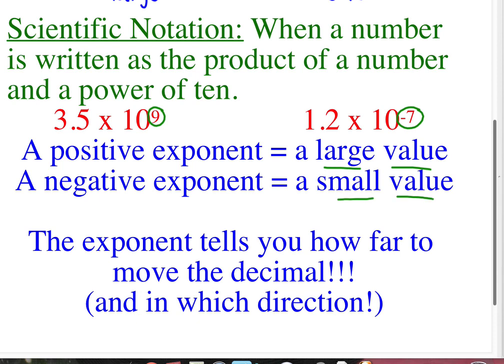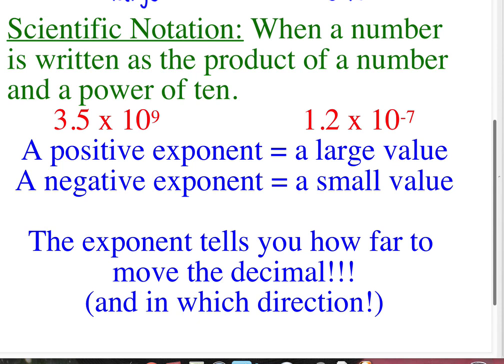Now, lots of kids come to 8th grade and, as far as scientific notation goes, they think that the exponent tells you how many zeros to add. And I wish it were that simple, friends. It's not that simple. Sometimes kids are given bad information as they're learning math throughout their elementary and middle school years, and I'm here to set you straight. The exponent does not tell you how many zeros to add. The exponent on the 10 tells you how far to move the decimal, and it also indicates which direction the decimal is going to be moving.